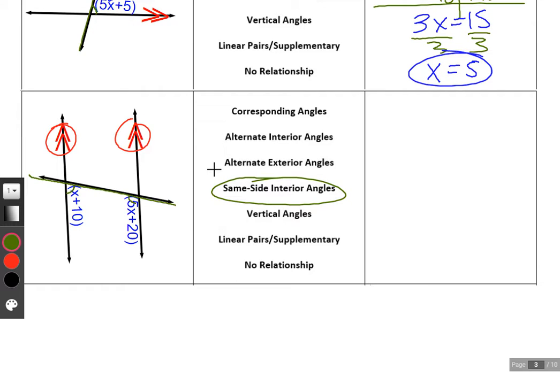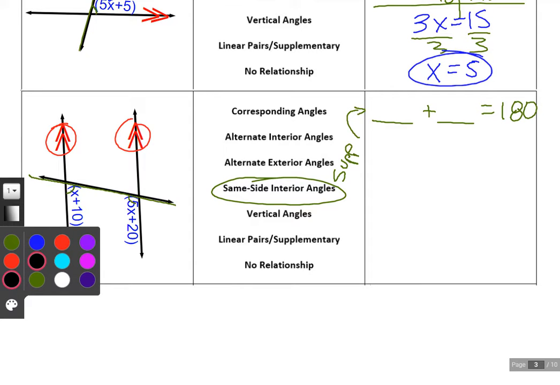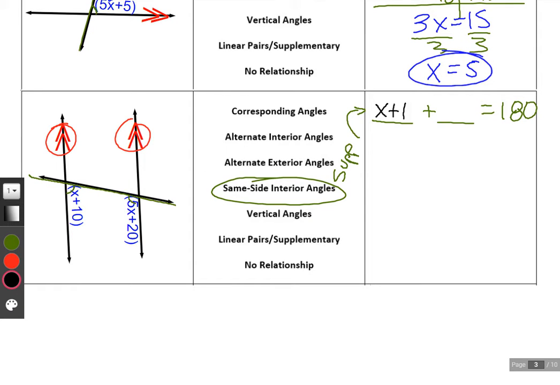Remember, same side interior angles by definition are supplementary, which means we can write an equation where 2 or more things add to 180 degrees. In this particular case, the 2 things are the angles themselves. So x plus 10 for angle 1, and then 5x plus 20 for angle 2. Once we're in the algebra solving steps, it's just about getting to the x value. 5x and x make 6x, 20 and 10 make 30, and that's equal to 180 degrees.